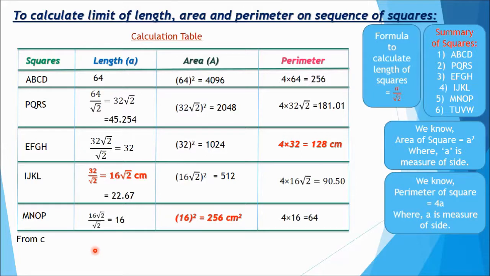Now from the calculation table we conclude that if we draw sufficiently many squares, then we will reach a point where the length of our last square will approach a fixed value, isn't it? The length will approach a fixed value, the area will also approach a fixed value, and the perimeter will also approach a fixed value.